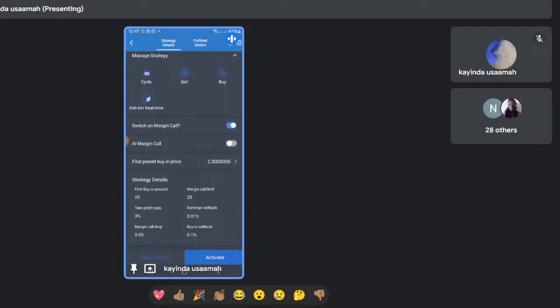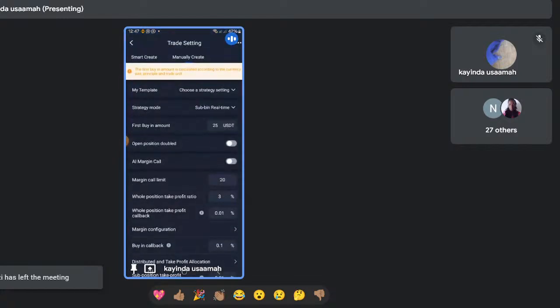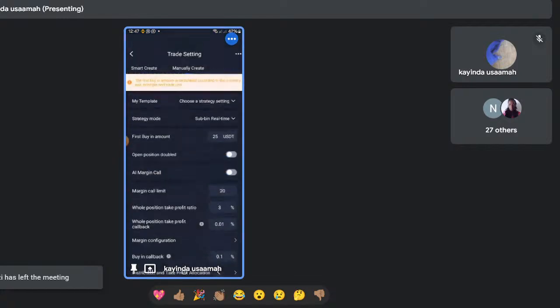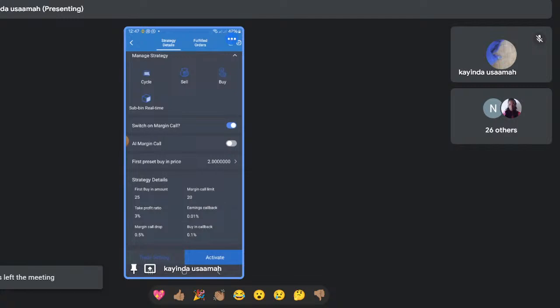Then strategy details. These are the shortcuts of this token, showing the first buying amount, the take profit ratio, the margin call drop, margin call limit, earnings callback, and buying callback. These are the shortcuts of trade settings. So when you learn these things, usually you can operate your robot comfortably.